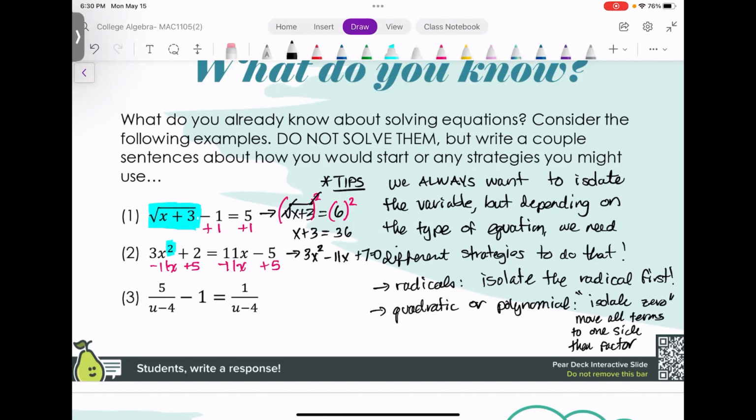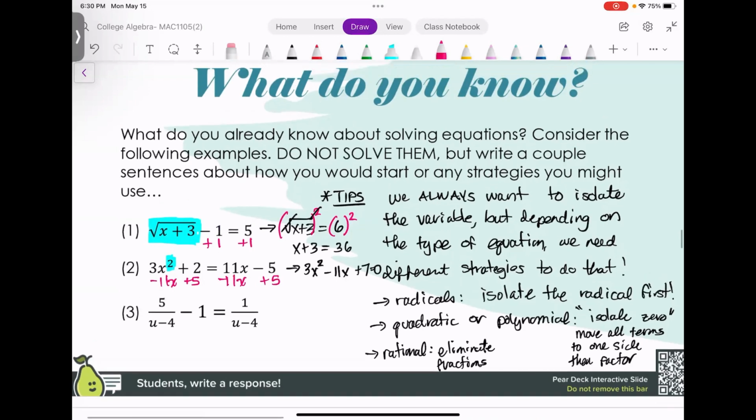And on this last one, I would eliminate fractions by multiplying every single term by the denominator, or a common denominator. And we'll go through each of these types of equations and what that would look like, but I'm just going to write for now what my first step would be.